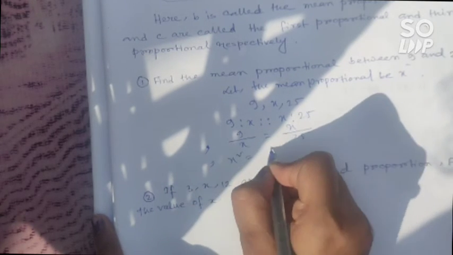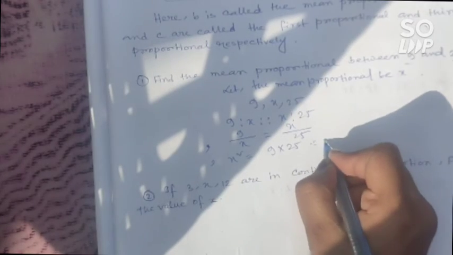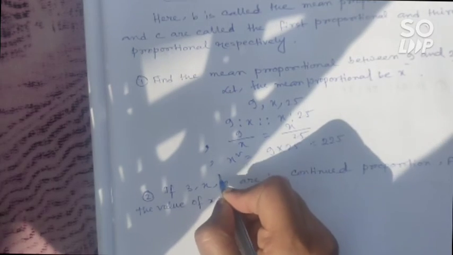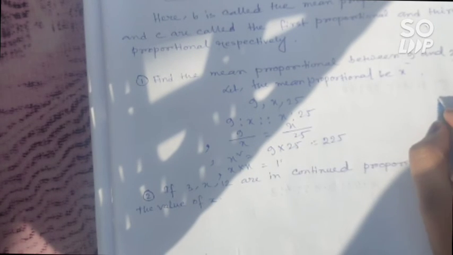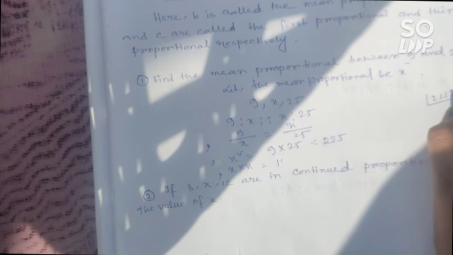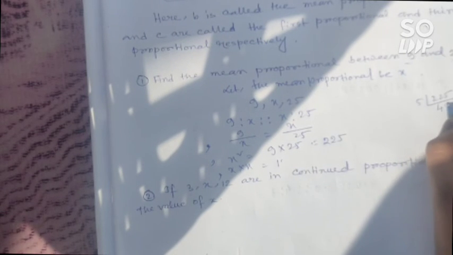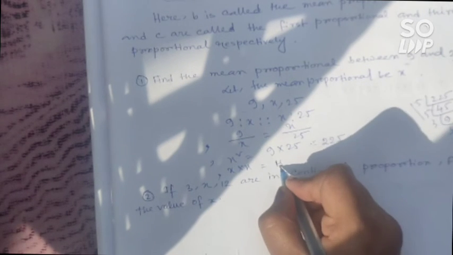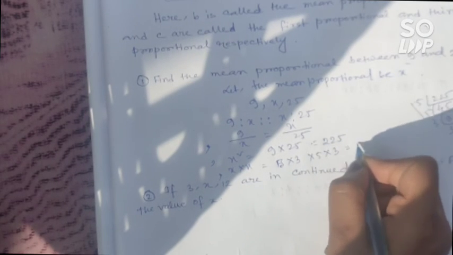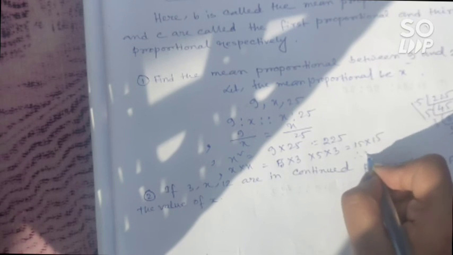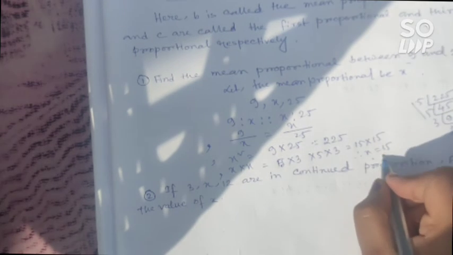So x square equal to 9 into 25, that is equal to 225. So x square can be written as x into x, that is equal to 225. 225 can be written as 9 into 25, that is 3 into 3 into 5 into 5, so 15 into 15. So the value of x is 15. So the mean proportional is 15.